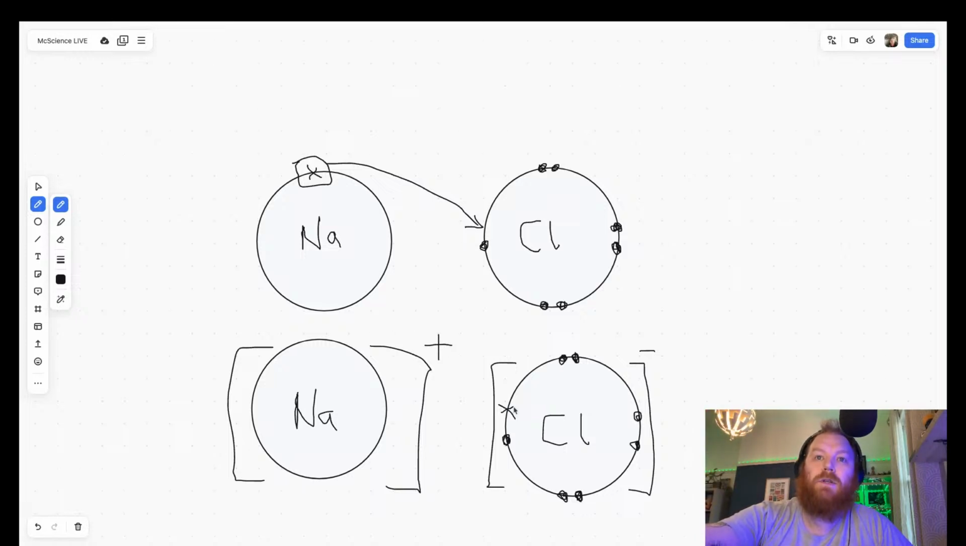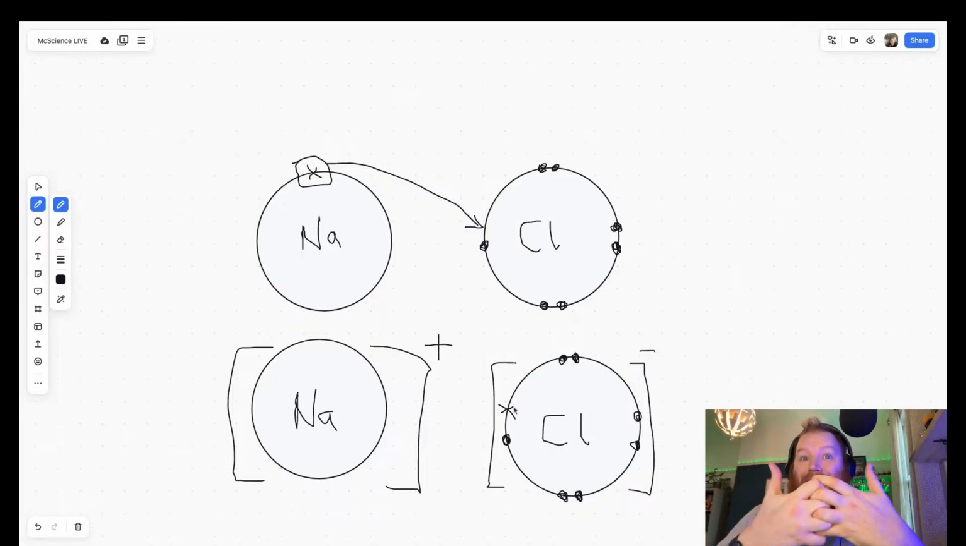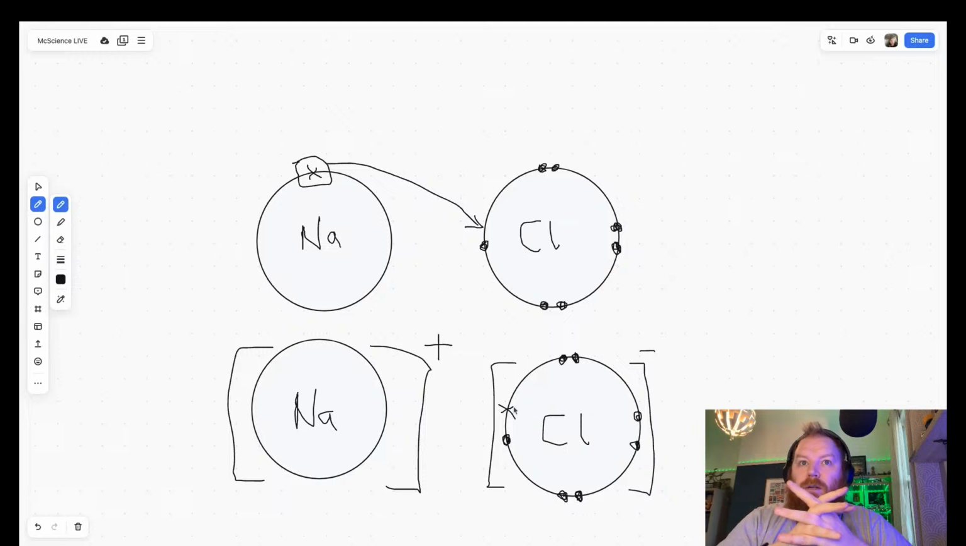When it comes to the making of ions, it is that giving and receiving of electrons, which is different to covalent bonding, where they share a pair of electrons. So they share a pair. Ionic is give and receive. I hope that has answered your question.